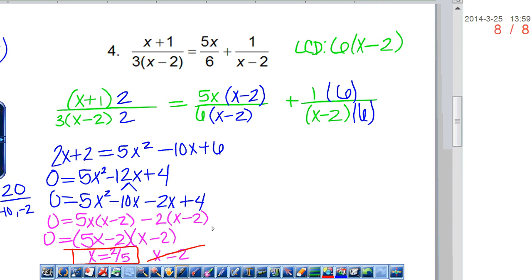Okay with that? So when you're going to check for extraneous solutions, you check any denominator in the equation. Okay. Other questions? All right. Let's go to number 5.